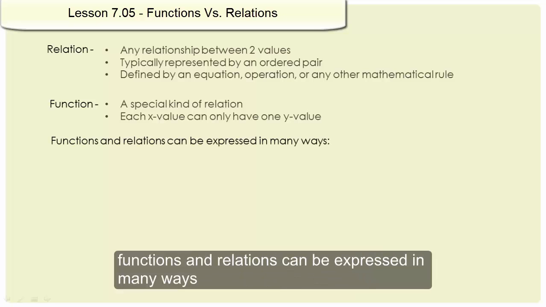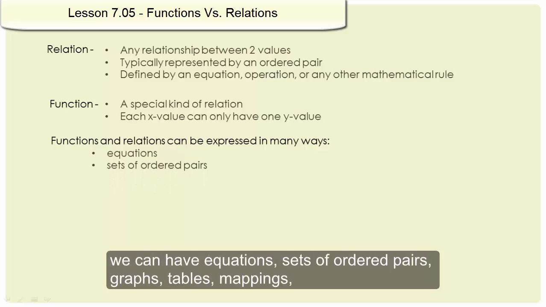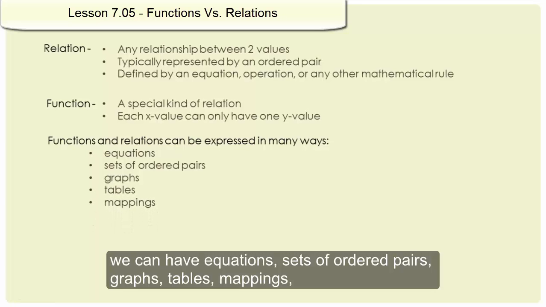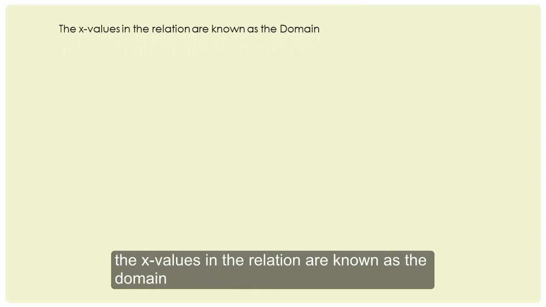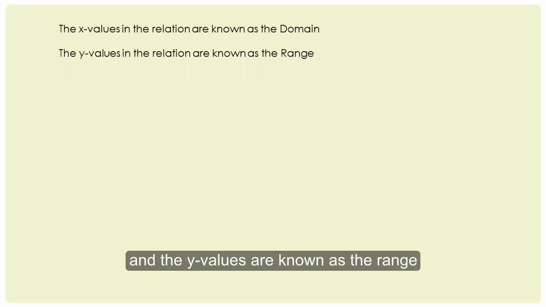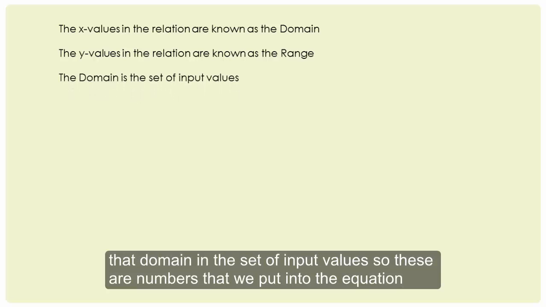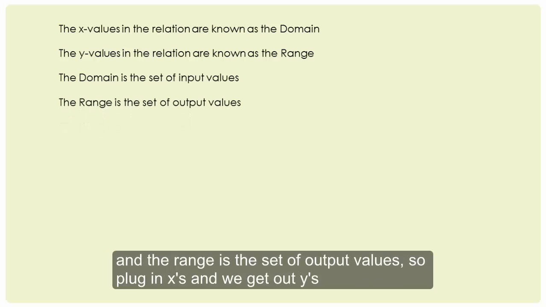Okay. Functions and relations can be expressed in many ways. We can have equations, sets of ordered pairs, graphs, tables, mappings. The x values in the relation are known as the domain, and the y values are known as the range. The domain is the set of input values. So these are the numbers that we put into the equation, and the range is the set of output values. So we plug in x's and we get out y's.